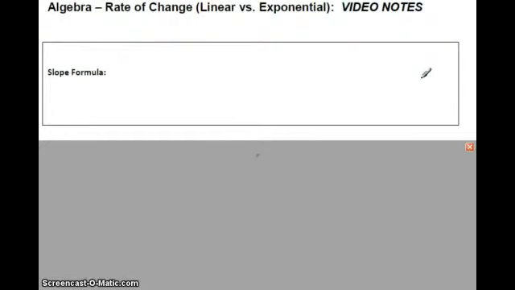As I said, we're going to find the average rate of change of linear functions and exponential functions. But before we get started, I want to do a quick review of what the slope formula is. This will take us back to our linear functions unit. The slope formula is rise over run. It has a lot of different ways we remember it.